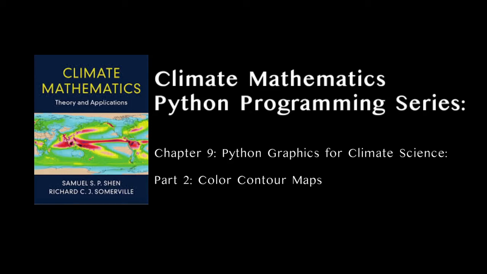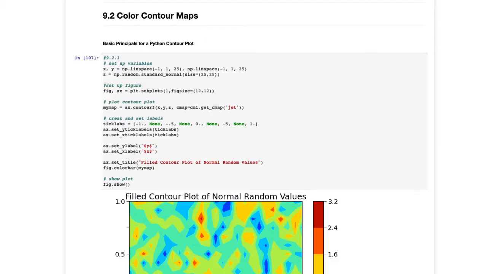Welcome to the Python Programming Tutorial Series for Climate Mathematics Theory and Applications, Chapter 9, Python Graphics for Climate Science. In this video, we will create color contour maps. Let's begin with some basic principles for a Python contour plot.